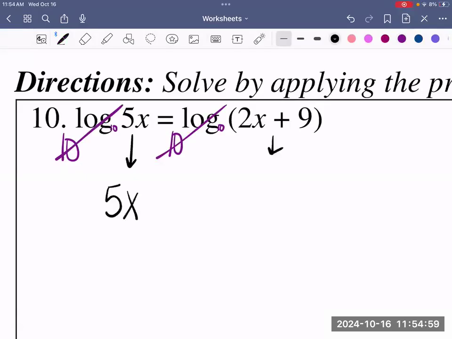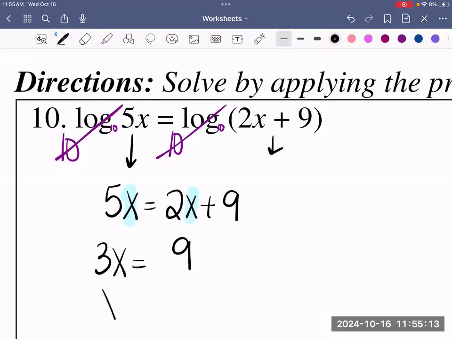So we're left with 5x is equal to 2x plus 9. Now we can go ahead and solve for your x value as you would any sort of linear approach. So subtracting 2x, we get 3x is equal to 9. Dividing by 3, we get x is equal to 3.